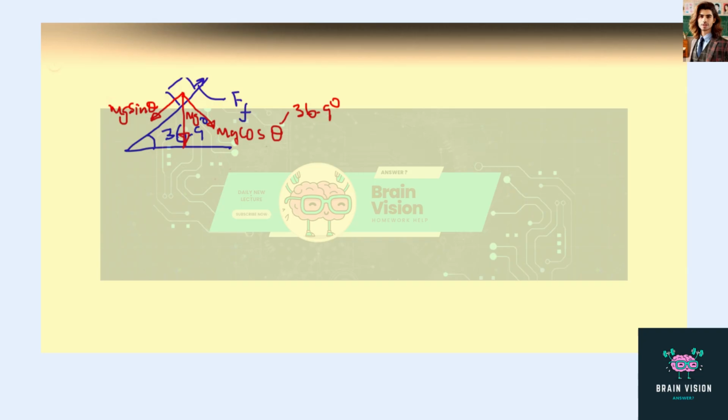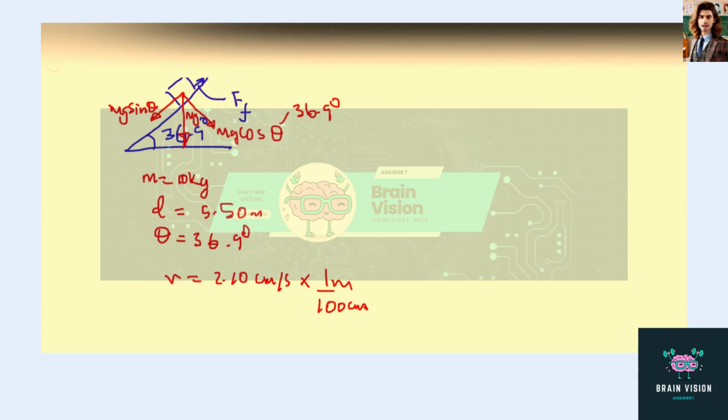The incline has a distance. So the mass m of the monitor is 10 kilograms. The displacement distance, d, is 5.5 meters on the surface. And then the angle, theta, of the incline is 36.9 degrees. The velocity v is 2.10 centimeters per second. We're going to change that to standard units by multiplying by 1 meter over 100 centimeters, and that gives us 0.021 meters per second.